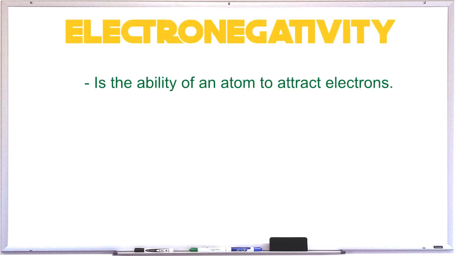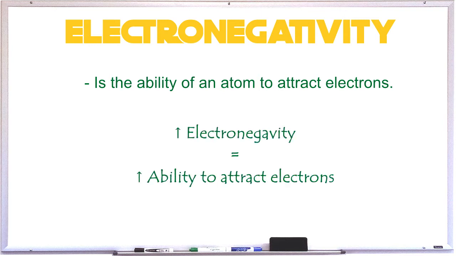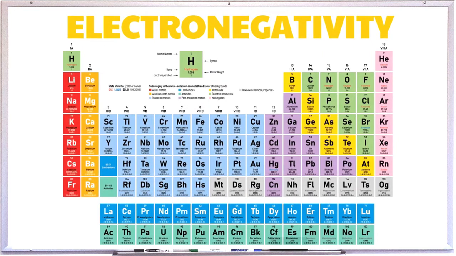Electronegativity is the ability of an atom to attract electrons. The higher the electronegativity value of an atom, the higher is its ability to attract electrons. In period 2 of the periodic table, fluorine is located at the rightmost part of the row. Hence, fluorine has the highest electronegativity value, and it is the atom that is most likely to attract electrons. Thus, it has the highest tendency to gain electrons and become negatively charged.